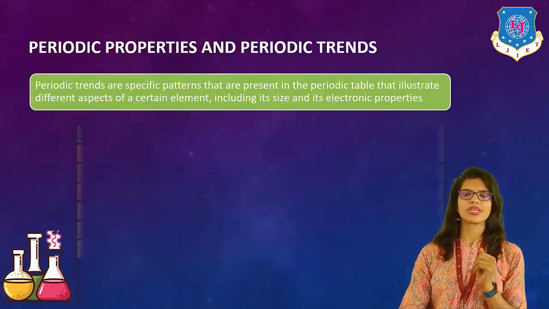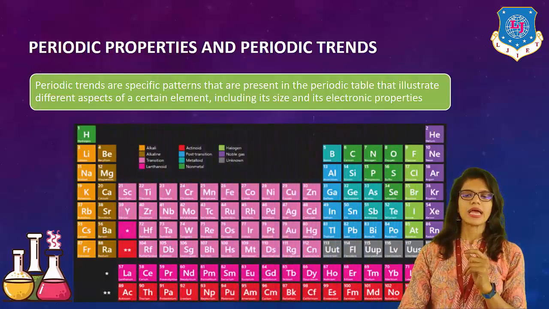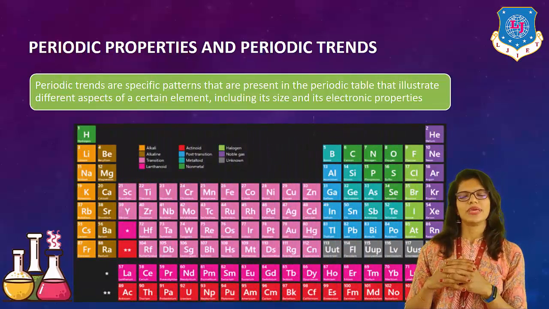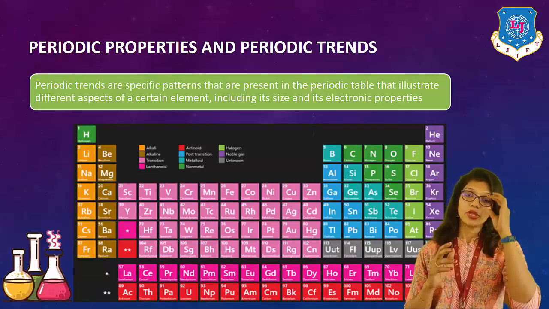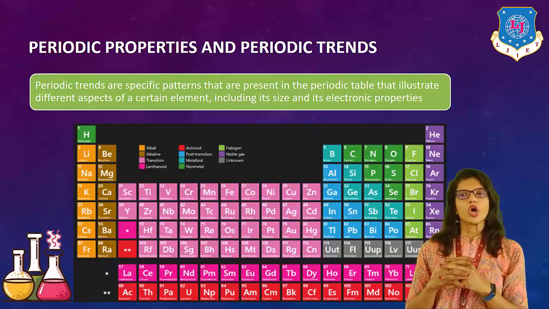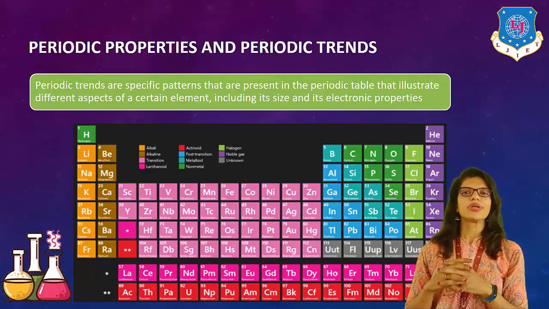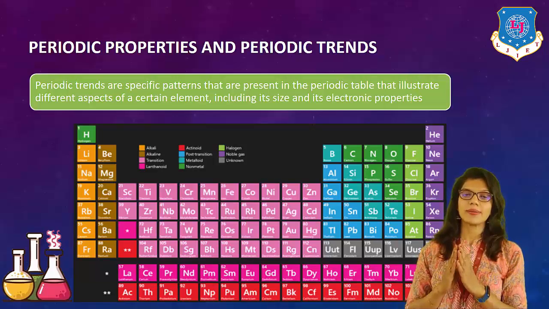Let's move on to the next point here. In our next point, we have periodic properties and periodic trends. We all know that the periodic table is a very important one for each and every chemical analysis or any kind of chemical study.